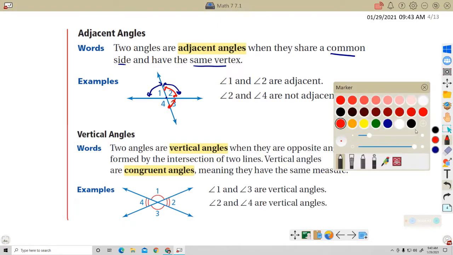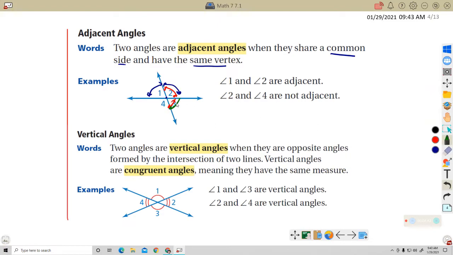And I could say that 3 is adjacent to 4, and 4 is adjacent to 1. So lots of different ways to use this adjacent angle idea with two intersecting lines. But when they're across from each other, they're not adjacent. When they're across from each other, they're called vertical angles.